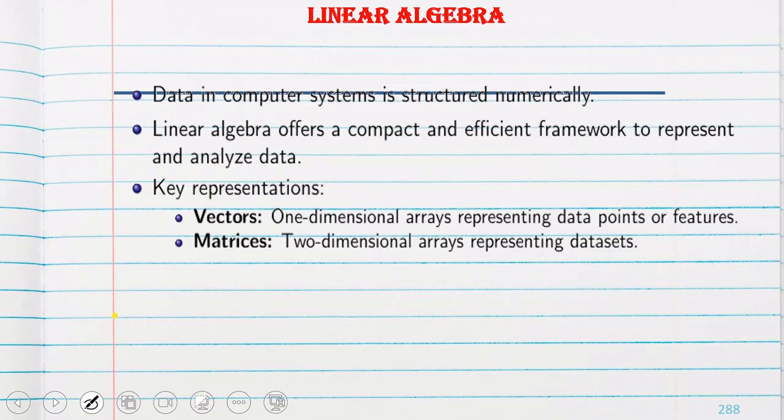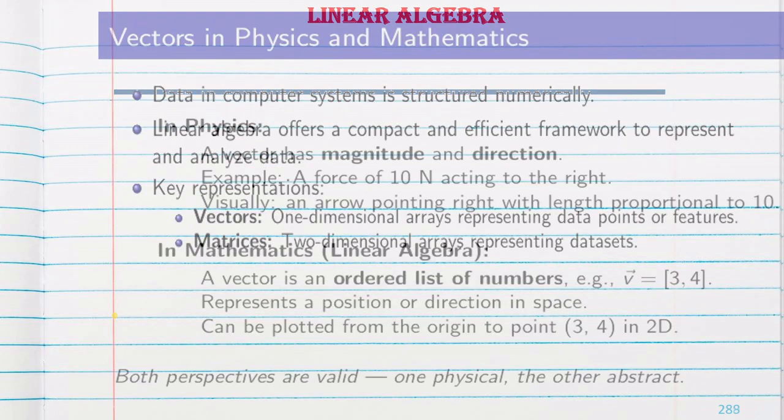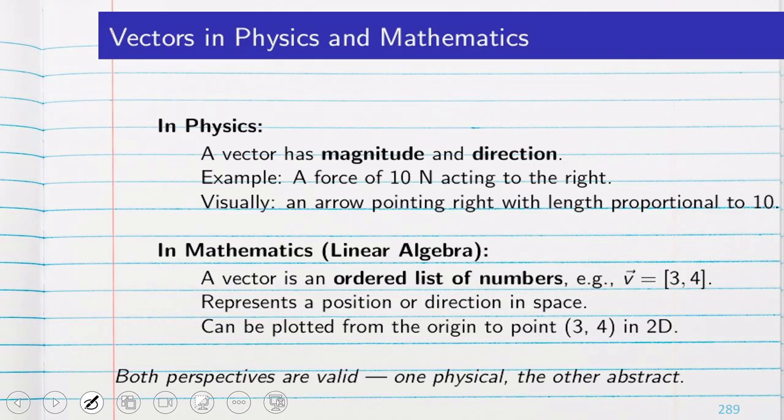The next topic is linear algebra. Data in computer systems is structurally numerical. So linear algebra is a compact and efficient framework to represent and analyze data. We have two key representations, vectors and matrices. A vector is a one-dimensional array representation and a matrix is a two-dimensional array representation. In physics, what is a vector? A vector has magnitude and direction. But in mathematics, a vector is an ordered list of numbers, a one-dimensional array.